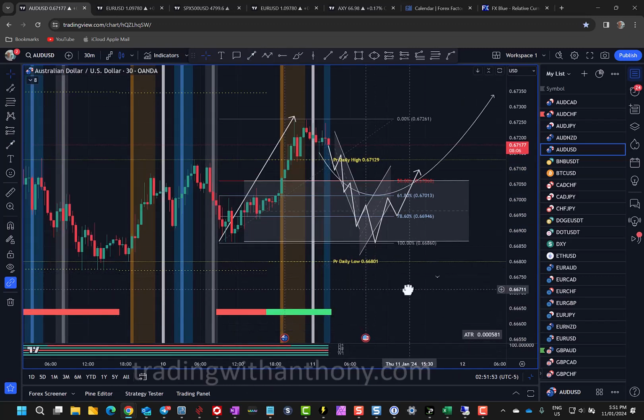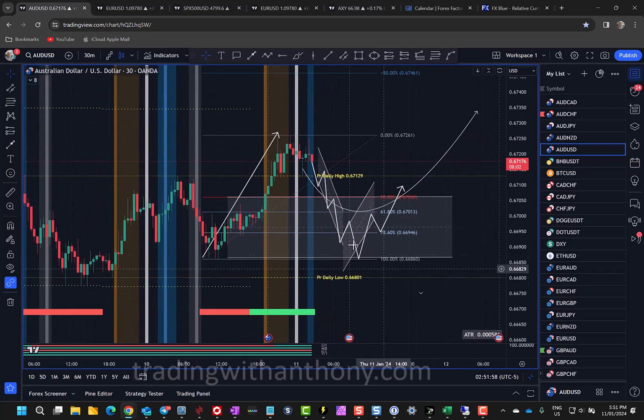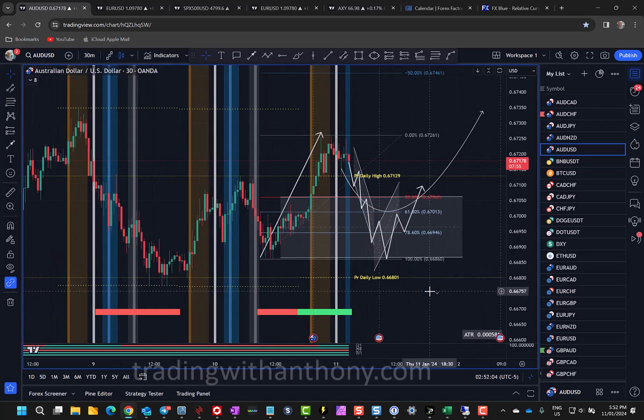Anyway, guys, that's the Aussie dollar. We'll be waiting for this to shape up wherever it lands, and then we'll be looking for a buy opportunity to get long.